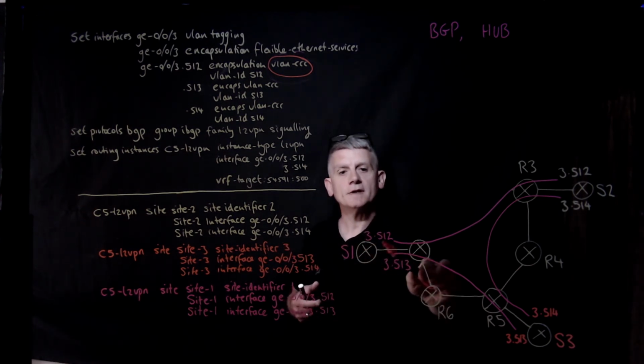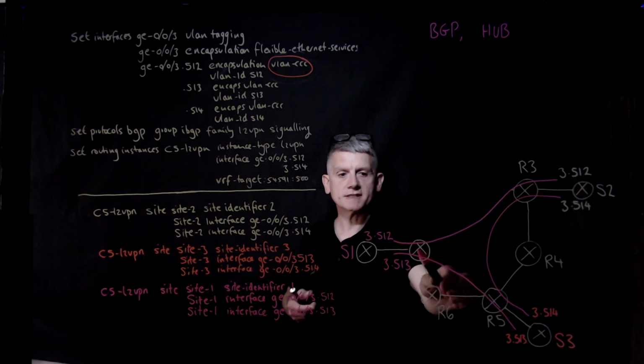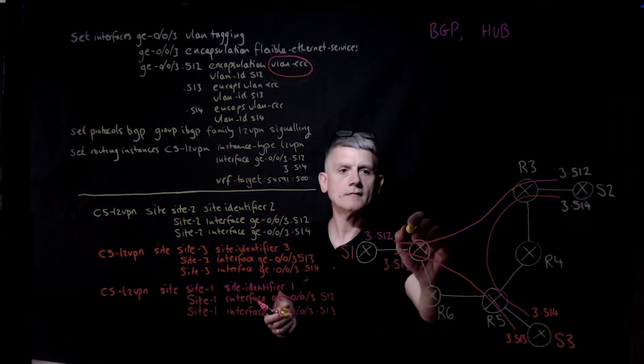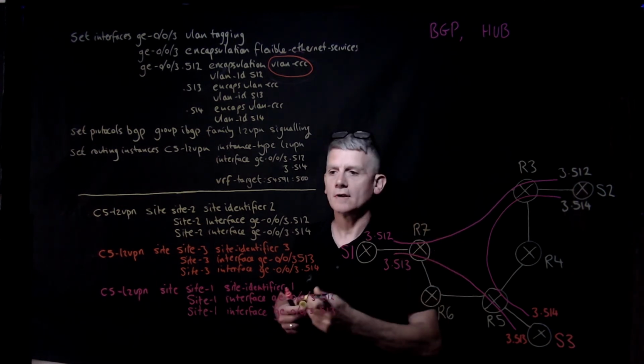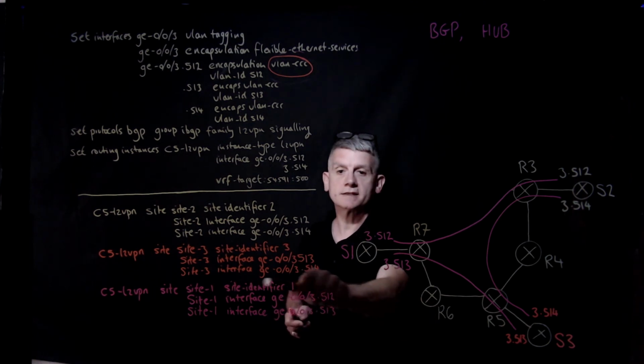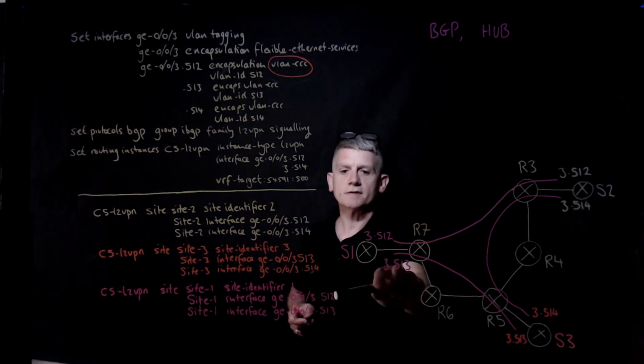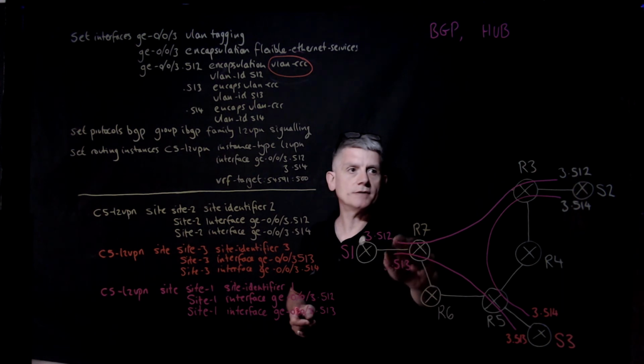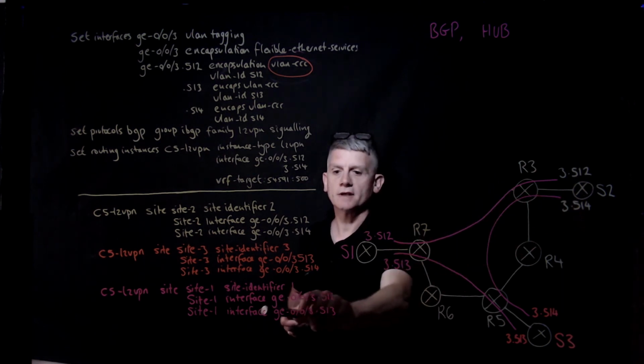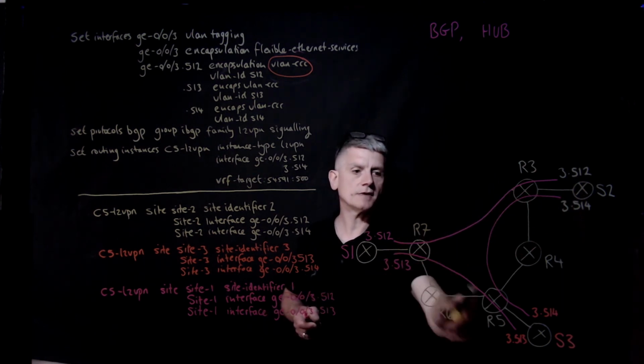And then if we look at site 1, which is router 7 here, we see that it's site identifier 1. So the first circuit will be site identifier 2, which of course it is, S2, and the second will be site identifier 3, which of course it is.